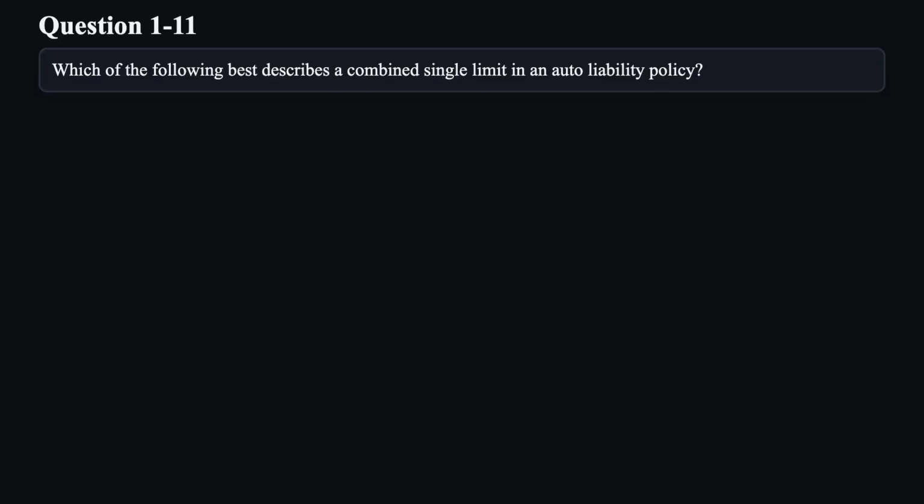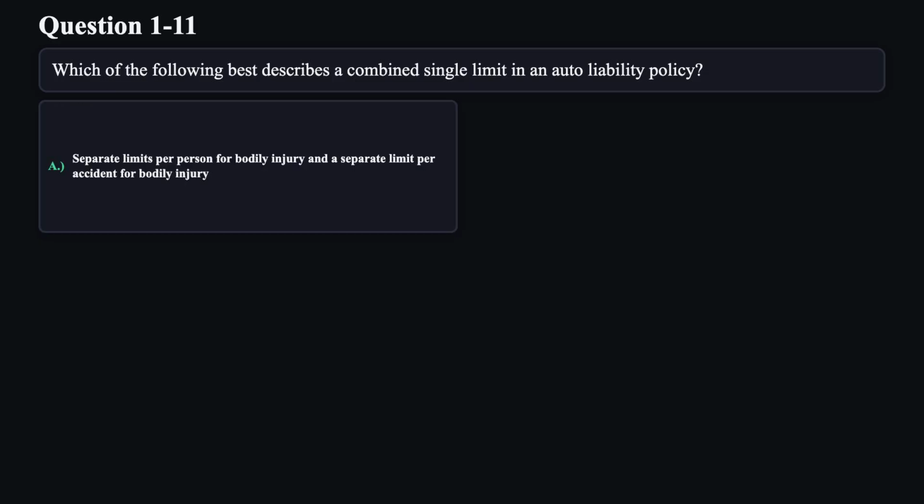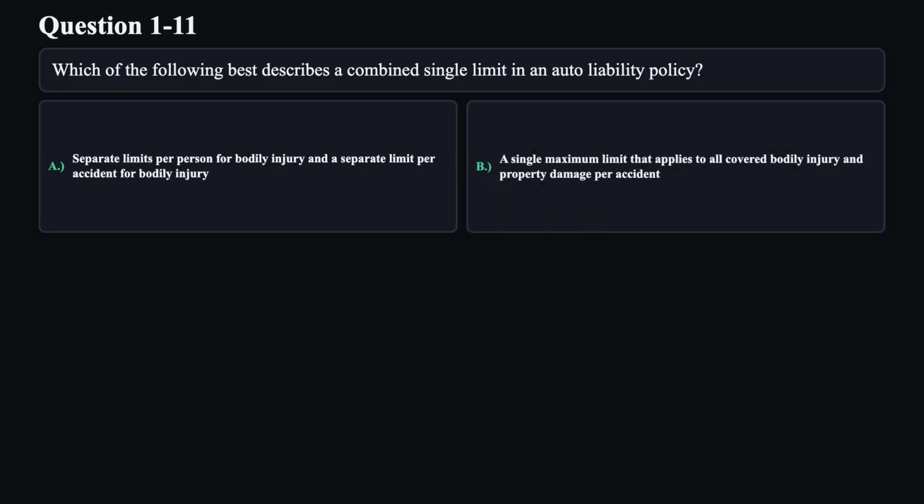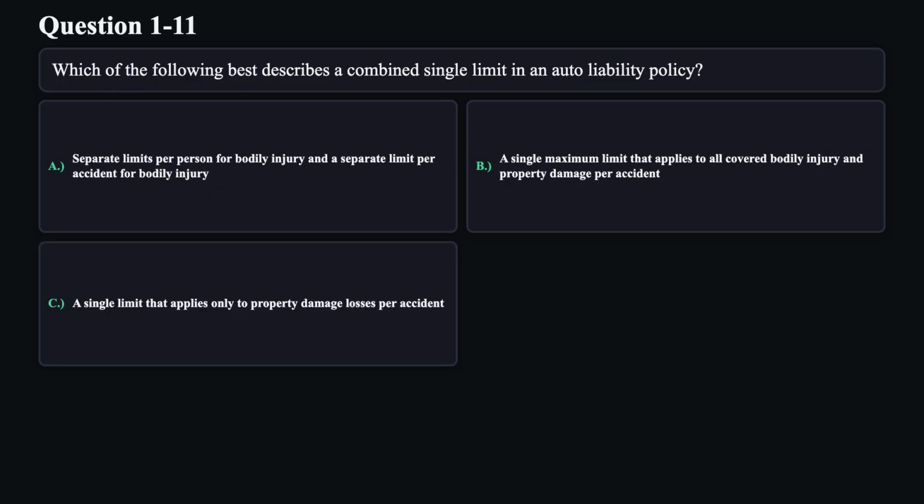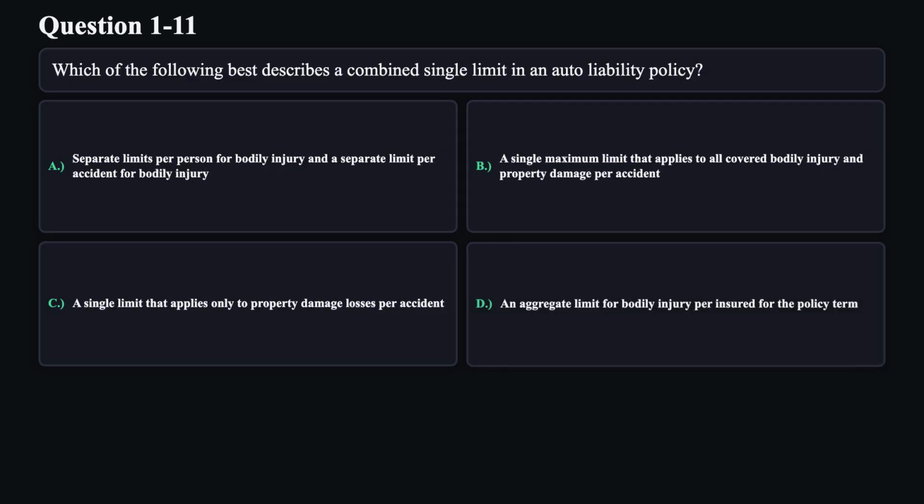Question 11. Which of the following best describes a combined single limit in an auto liability policy? A. Separate limits per person for bodily injury and a separate limit per accident for bodily injury. B. A single maximum limit that applies to all covered bodily injury and property damage per accident. C. A single limit that applies only to property damage losses per accident. D. An aggregate limit for bodily injury per insured for the policy term.